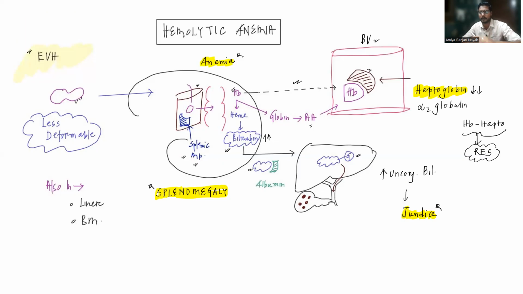One more point I forgot to tell. Whenever there is excessive production of bilirubin, this bilirubin can actually cause stone formation inside the gallbladder. These are known as the pigmented gallstones. So pigmented gallstones and unconjugated hyperbilirubinemia, these are the two features of excessive bilirubin production. Okay, so these are all the features of extravascular hemolysis.